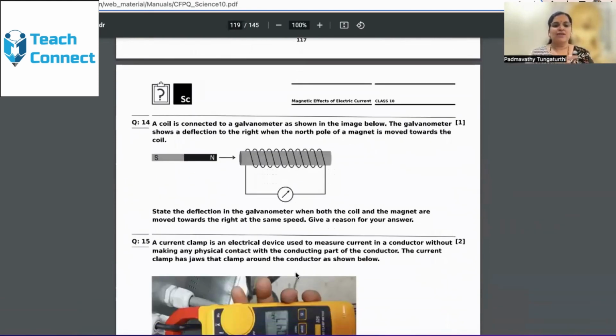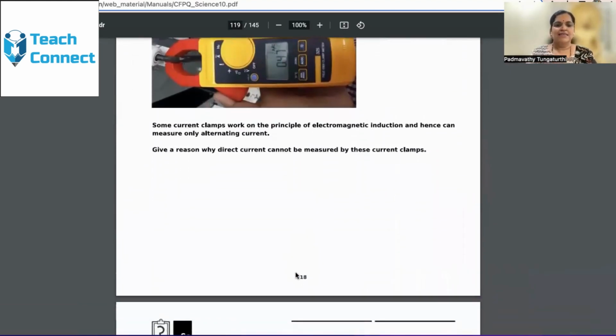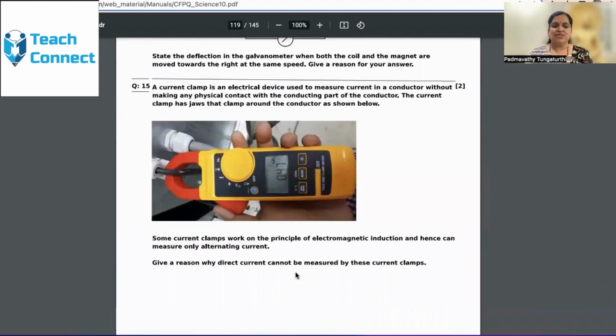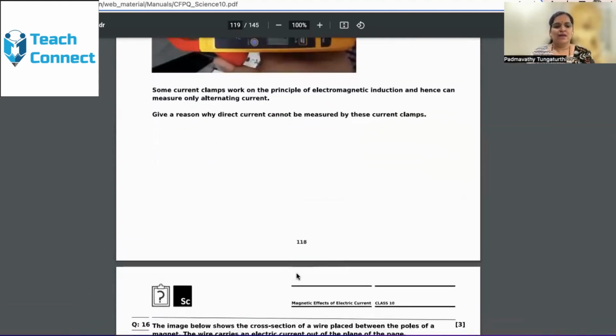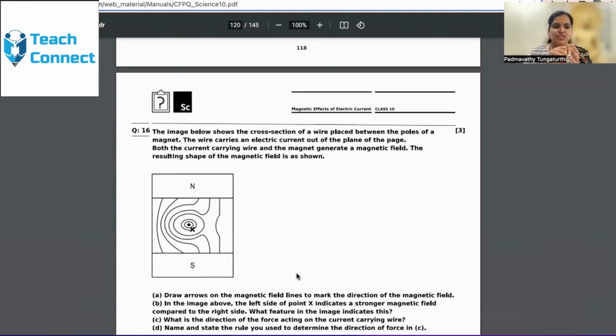The deflection occurs only while the magnet is pushed into the solenoid and out of the solenoid. See, the galvanometer is showing a deflection over here. There is a deflection only when the bar magnet cuts the lines of force. The student must be very clear. And this is another magnetic induction question over here, electromagnetic induction. And question number 16 is how there are lines of force when we look at the cross section. That's a spatial knowledge also, which is tested.